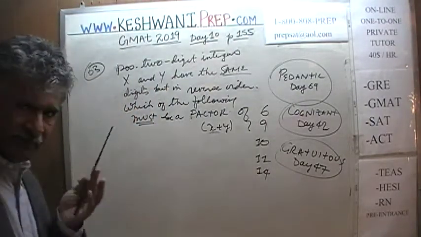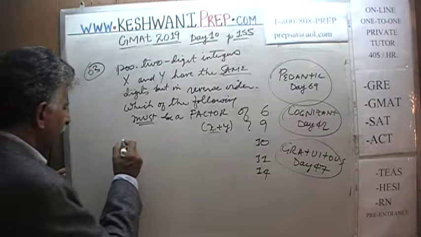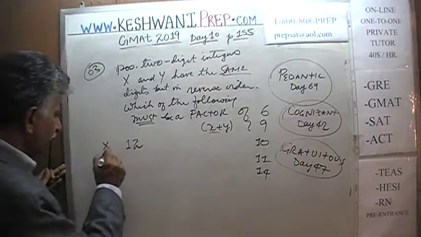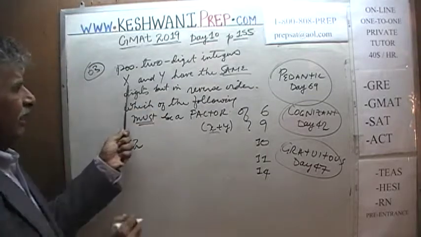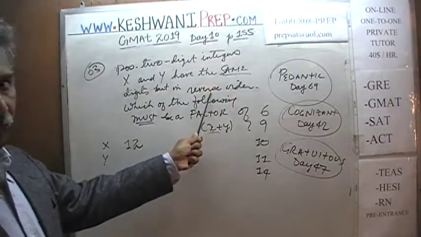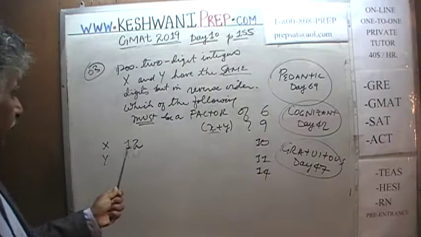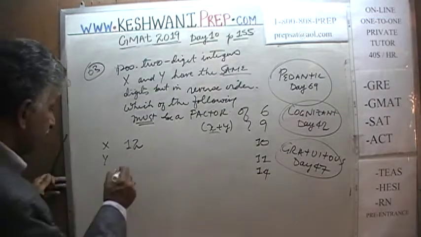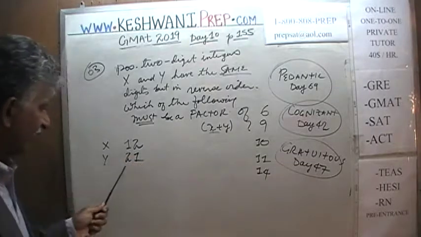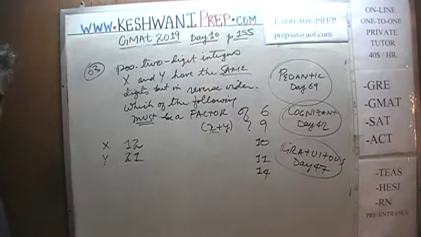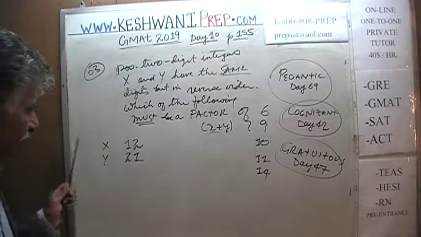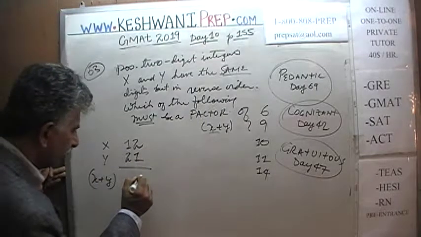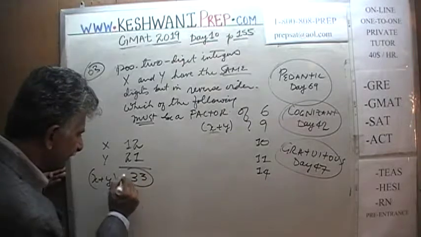So let's start with something simple. Let's suppose the number is 12. If x is 12, then y must be, since x and y have the same digits but in reverse order, 21. X is the two-digit positive integer, and y must be 21. 21 has the same digits as 12 does, but in reverse order. Now let's find the sum, which is x plus y. The sum here would be 33.